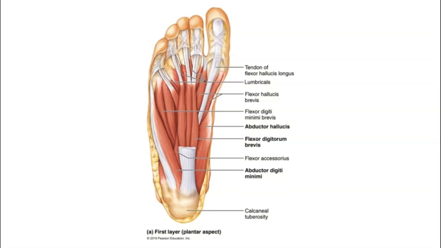So our final muscle is a muscle called the flexor digitorum brevis, and it's a small muscle that's located on the sole or the plantar surface of the foot. As its name implies, when this muscle contracts, it causes flexion of the toes or the digits. The word brevis in its name means short. This is a short muscle that functions in flexing the digits or the toes.